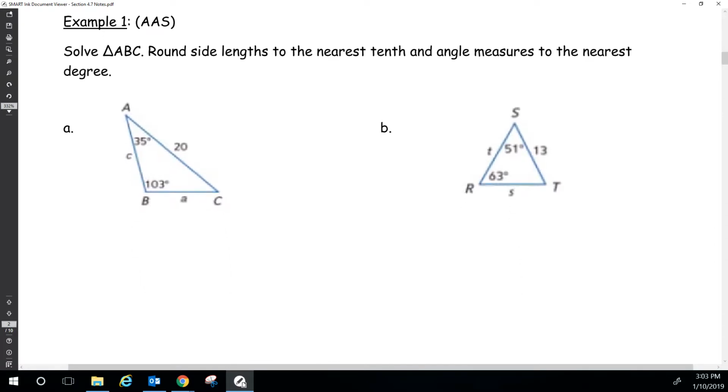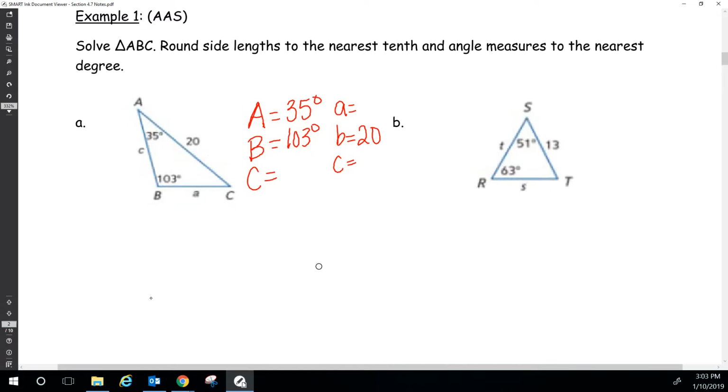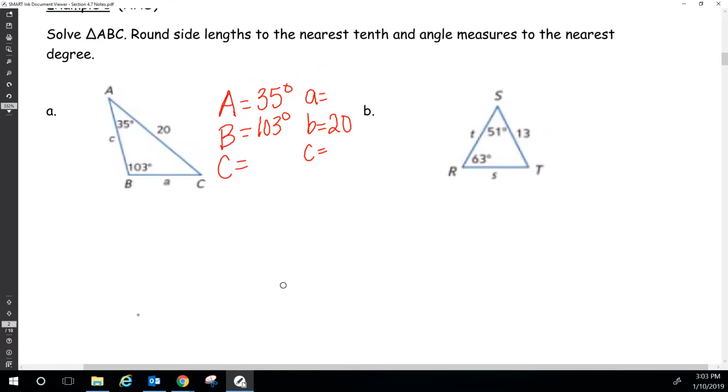All right, so here's example number 1. We want to solve triangle ABC, and it says round side lengths to the nearest 10, angle measures to the nearest degree. So I'm going to start with my big A, big B, big C. Remember, that's your angle measure. So 35 degrees for A. B is 103 degrees. We don't know big C, and we're going to look for little a, little b, little c. It looks like they gave us little b as 20.